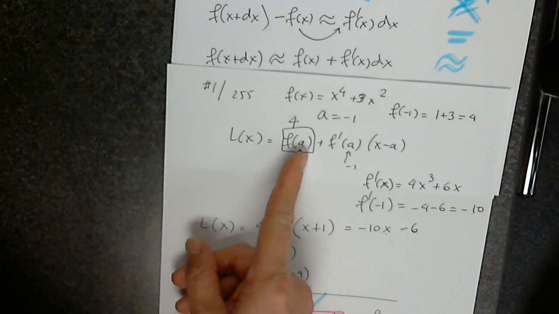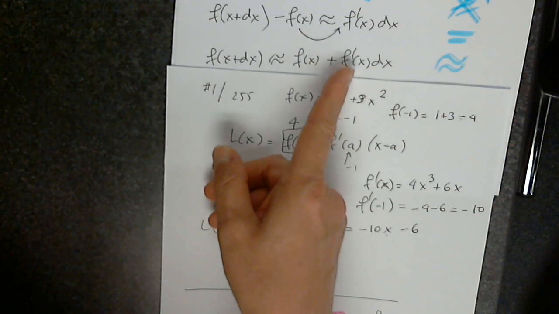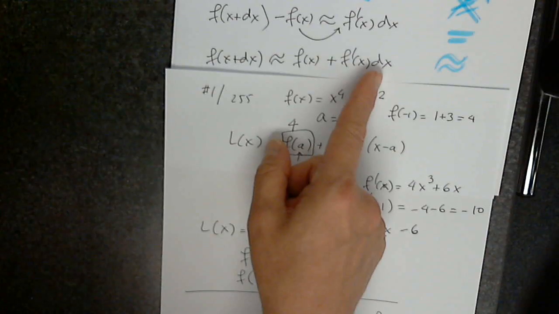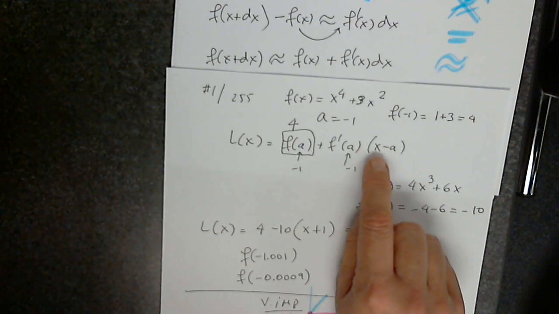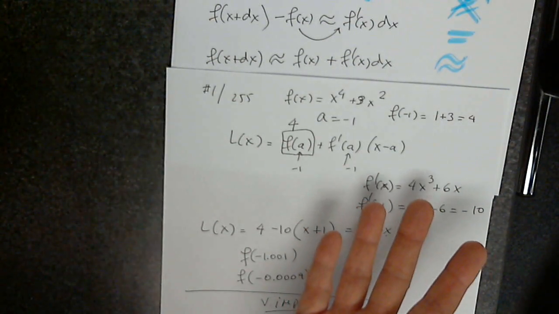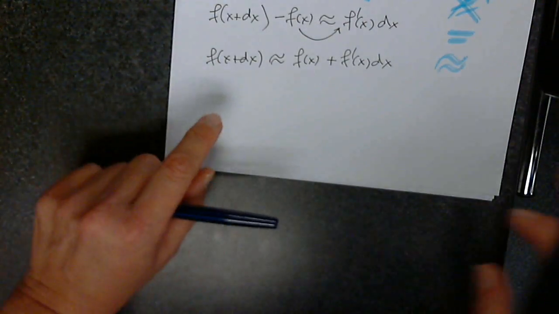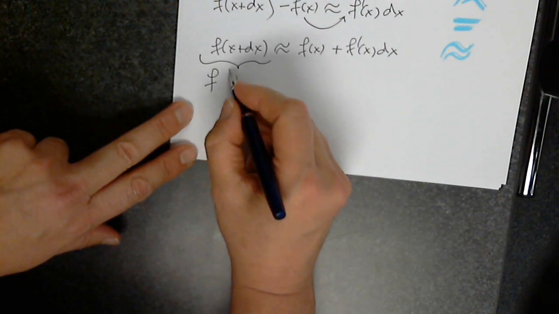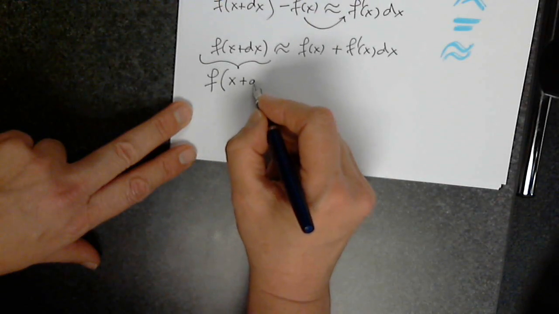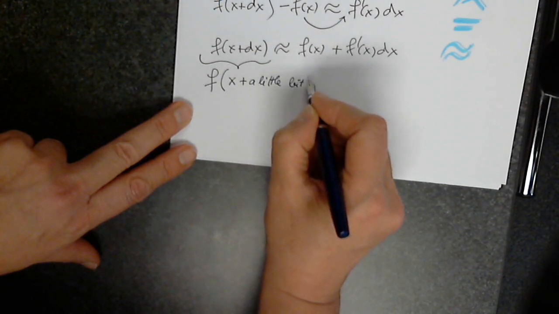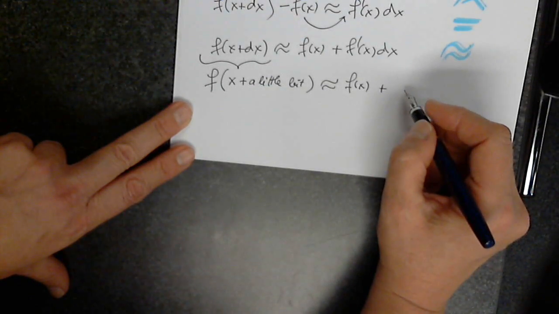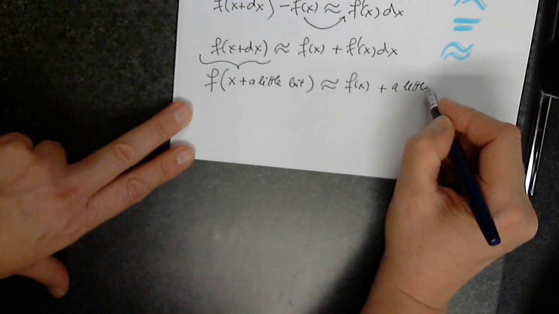F of x plus f prime of x times a little bit of x, where a is x, and a little bit of x is the distance between x and a. It's really the same thing. How do we use this and what does it mean? So let me put it in words now. This piece is f of x plus a little bit, which is approximately f of x plus a little bit of y.